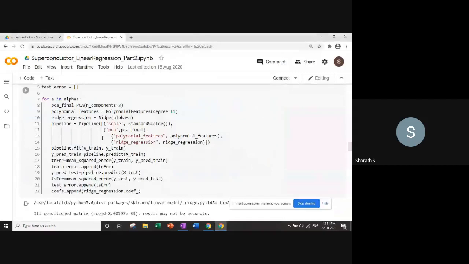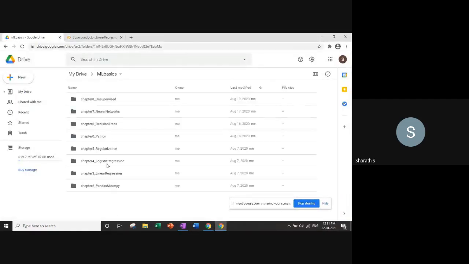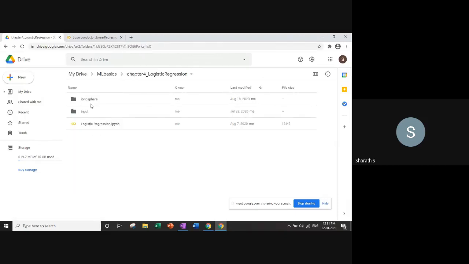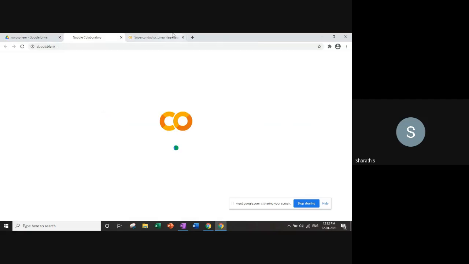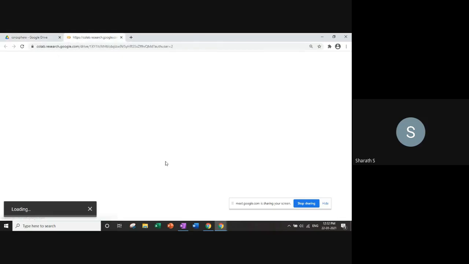Now we will go to the problem of logistic regression. You will have the logistic regression folder, and you should see these two files over here, with a data file, which is the ionosphere data. Okay, so you can open the first one, logistic regression underscore ionosphere.